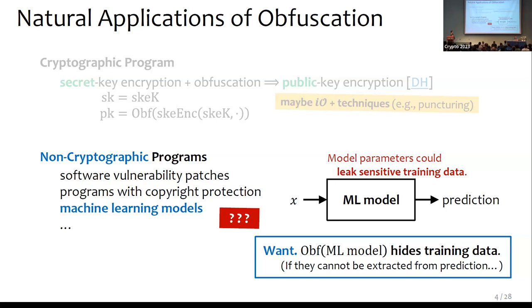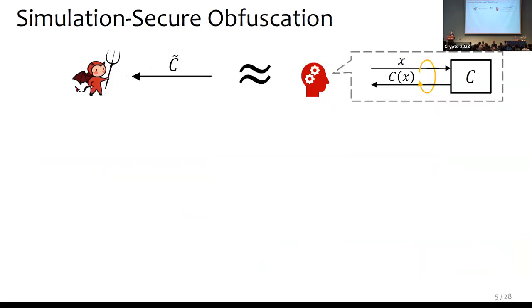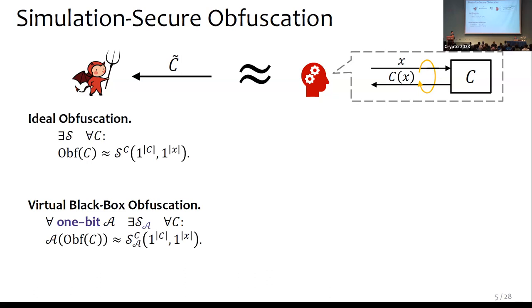So let's get back to the security definitions. Actually, the first security definition was not indistinguishability-based, but simulation-based. It says that given the obfuscated circuit, whatever an adversary can do can be simulated given only black box access to the program. The exact formalisms vary. In ideal obfuscation, we want the obfuscated program to be simulated given only black box access to the program. And in VBB obfuscation, the simulator is adversary dependent and the adversary only outputs one bit.